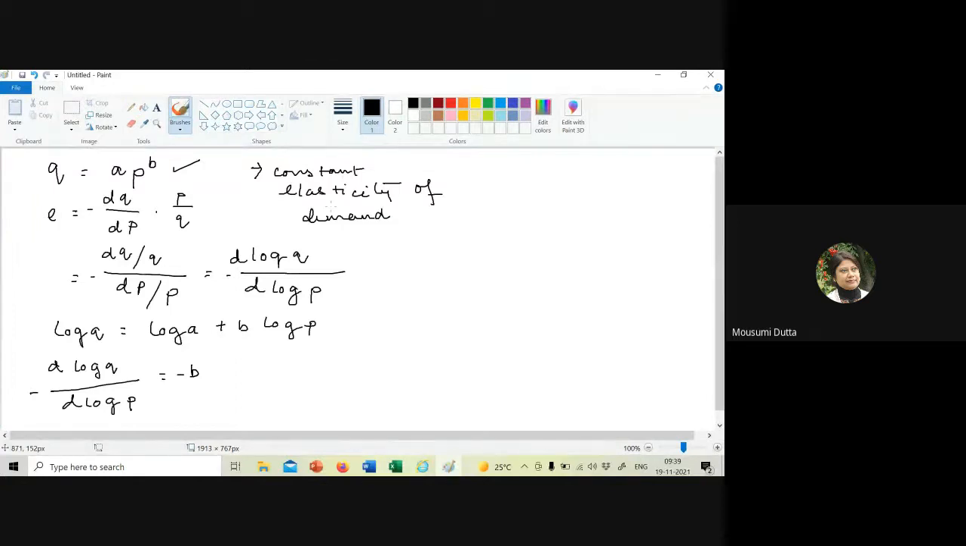You did it at your +2 level calculus. What is the derivative of log Q? 1 by Q. Okay, we can take differentiation of d of log Q. This is equivalent to 1 by Q dQ. Okay, so now I hope you got it. Yes, ma'am. So we are applying simple calculus here.